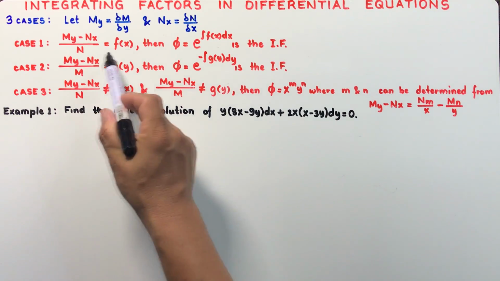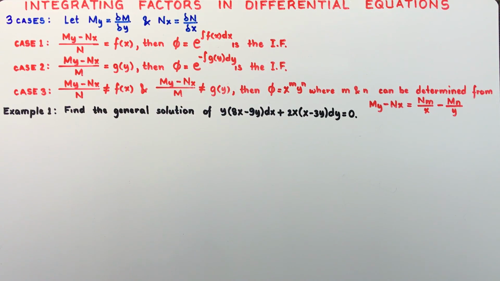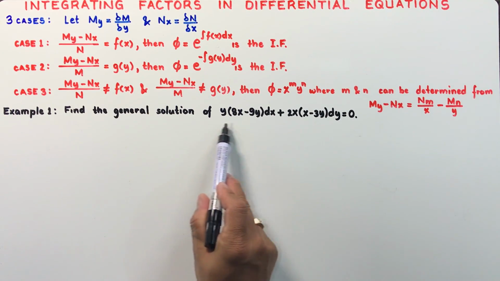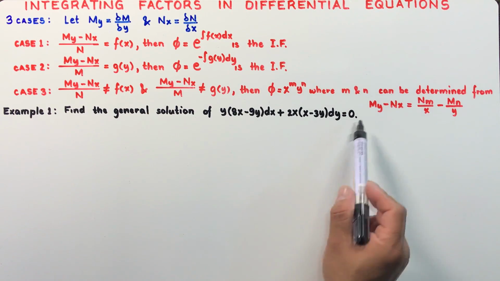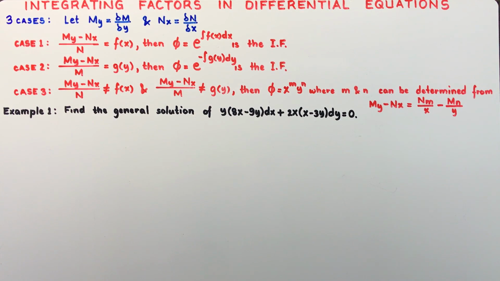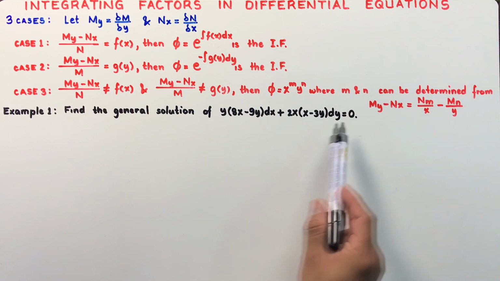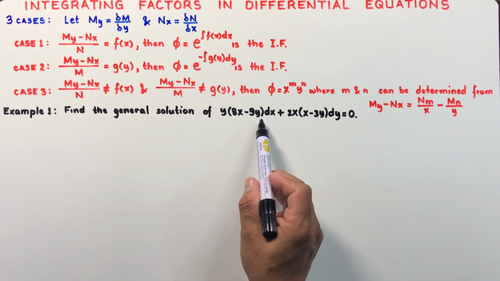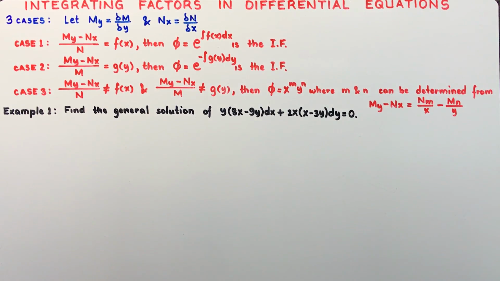So to illustrate these three cases, let's take some examples. Example number 1, find the general solution to this differential equation. If this comes out in the exam, you will not be told what kind of differential equation this is. So you may check whether this is a separable differential equation. You can notice that there is a difference of x and y as multiplier of dx. So therefore, this is not a separable differential equation, and it is also not an exact differential equation.